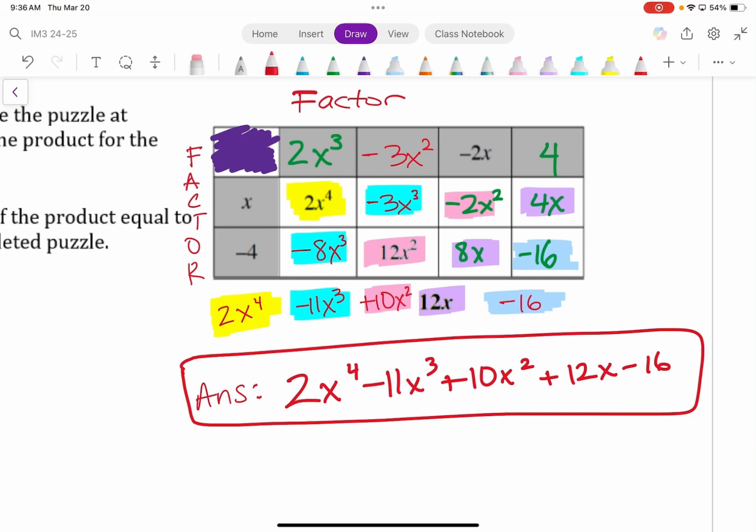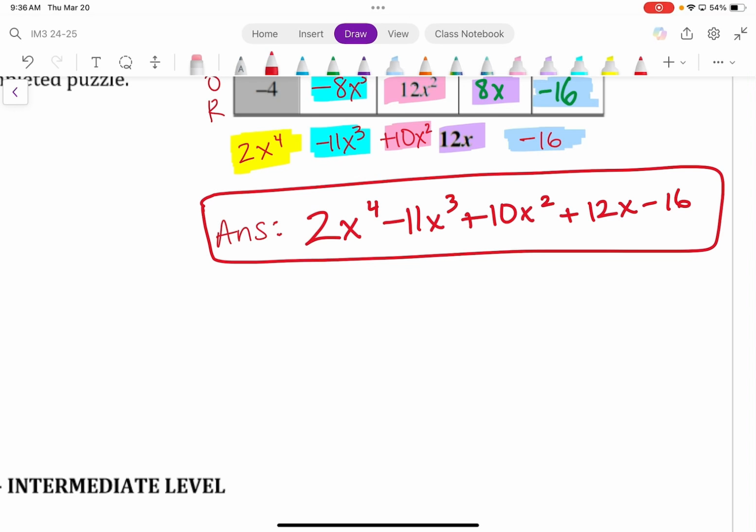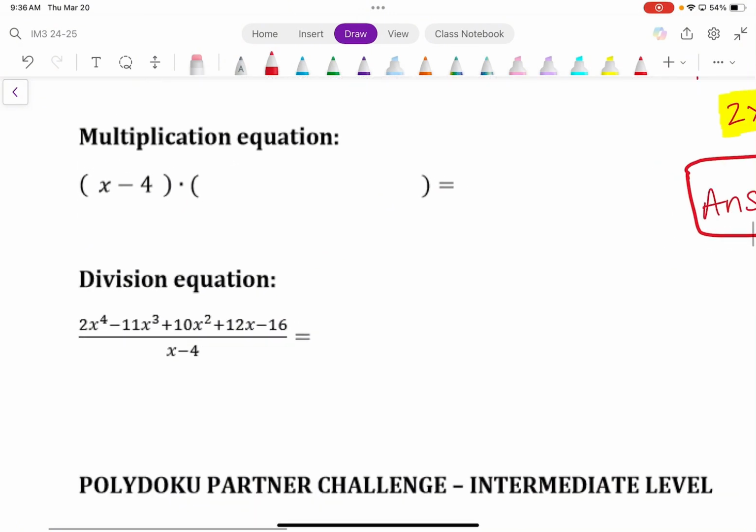All right. Before we go on break, there is notation that you must know. Okay? So if you look to the left, you will see the following: multiplication equation and division equation. So there are two possible ways that you will see the problem written out for you. You will see it either as a multiplication equation, where you are multiplying the factors together. So factor times factor equals answer.